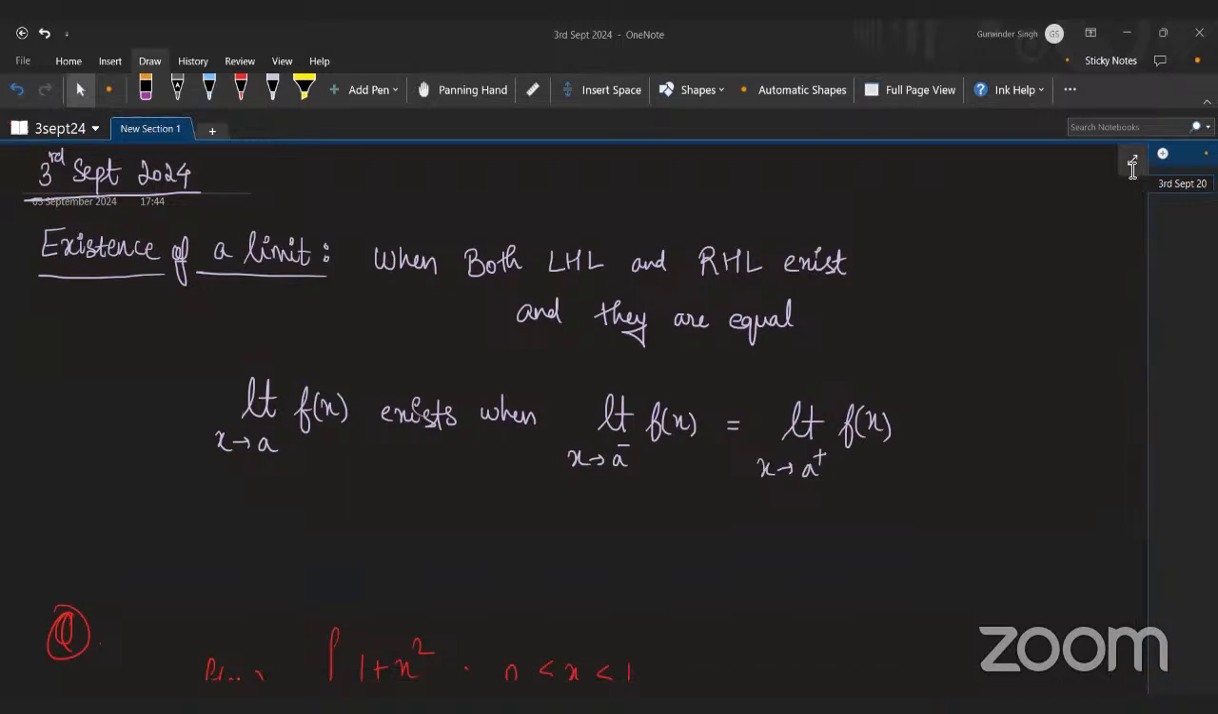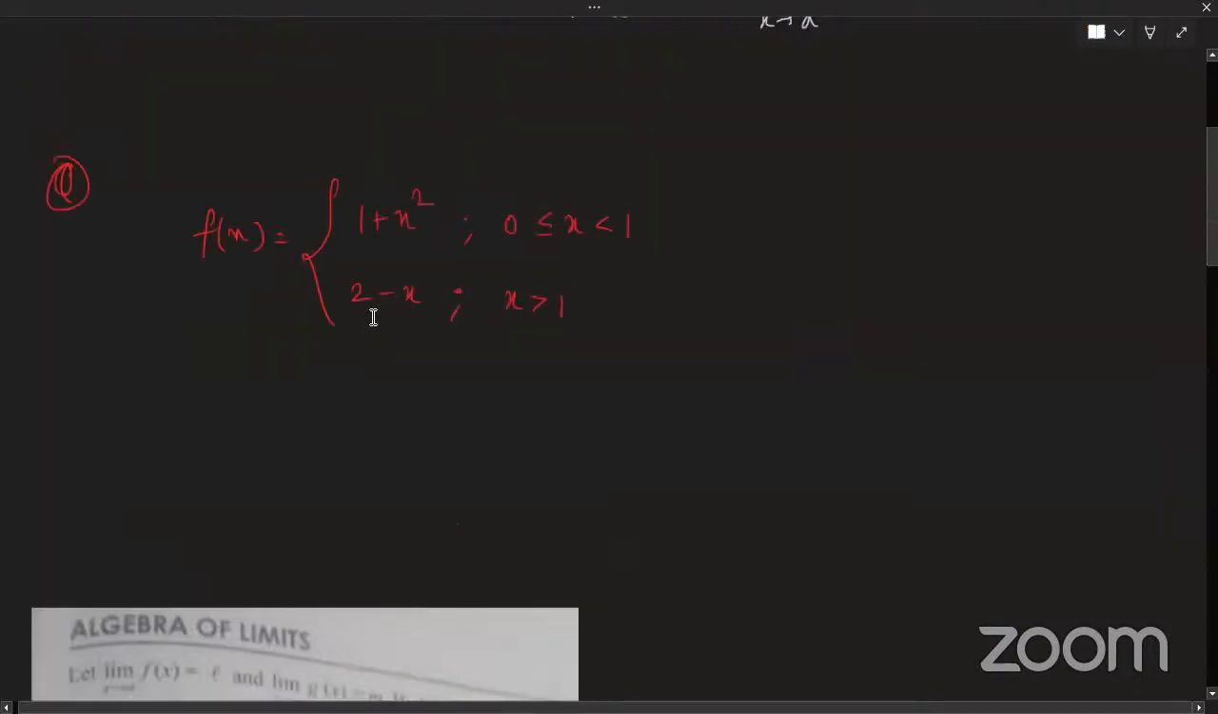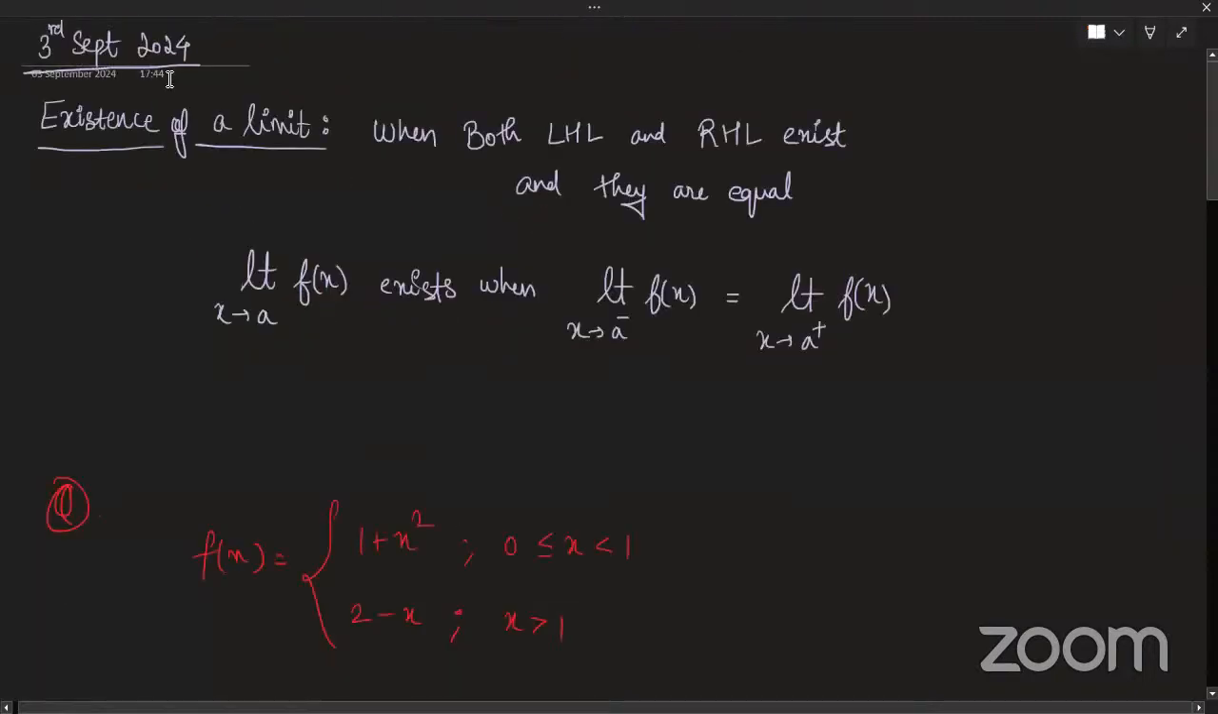Yesterday we were discussing limits. Today, continuing with the same topic, we will discuss the existence of a limit. What is meant by existence of a limit? We say that the limit as x tends to a of f of x exists when both its left hand limit and right hand limit exist and they are equal. So x tends to a minus and x tends to a plus should both be equal in value.